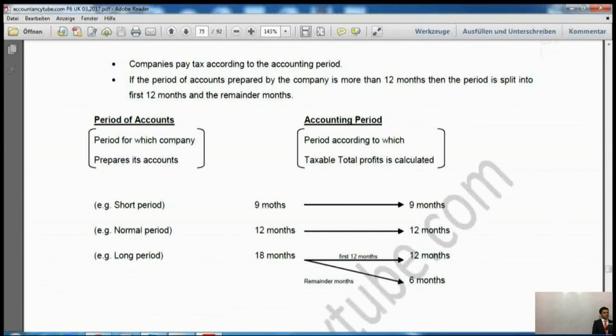Now, what is period of account? Period of account is what the companies are making accounts of. So for example, if the company is making accounts to 18 months, it will be called period of account. However, accounting period is our taxable period for which we have to pay tax. So it is the period according to which taxable total profit is calculated. So if it is more than 12 months, we'll have to make two sets of that.